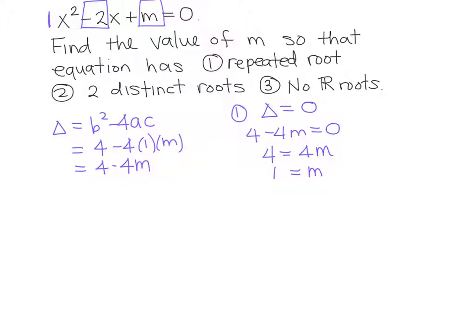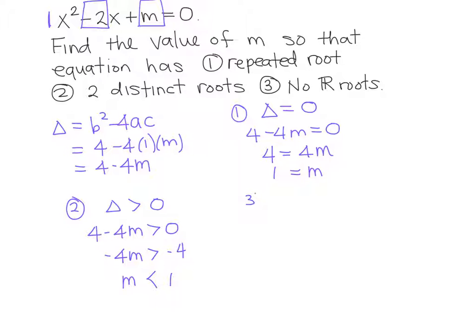Number 2. For two distinct roots, your discriminant must be greater than 0. Again, our discriminant is 4 minus 4m. That has to be greater than 0. So negative 4m greater than negative 4. And dividing by negative 4 on both sides, we have m. Remember to change the sign because you're dividing by a negative, m is less than 1. So m has to be less than 1 in order to have two distinct roots.